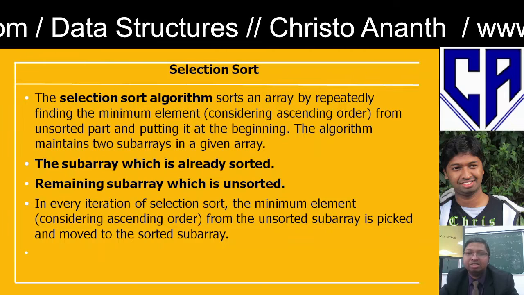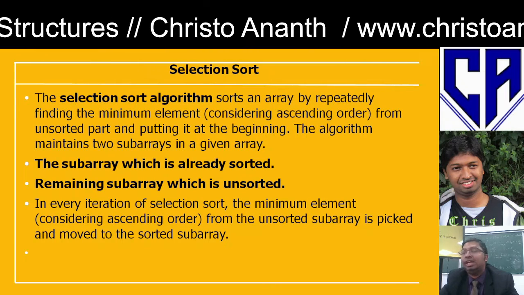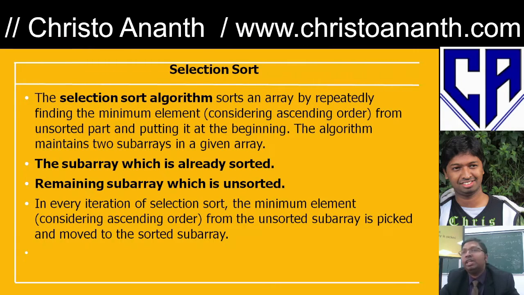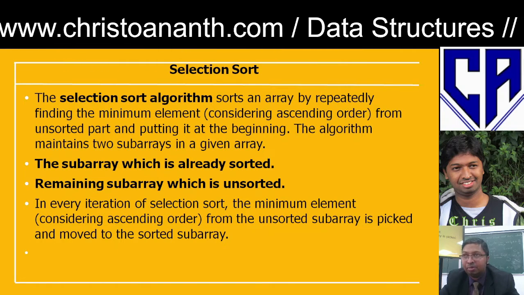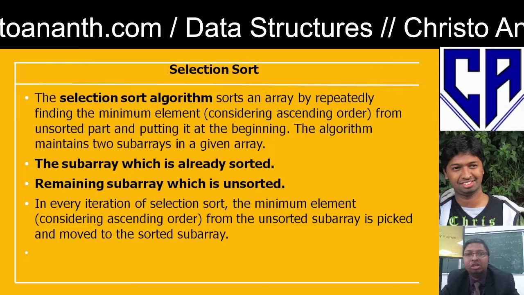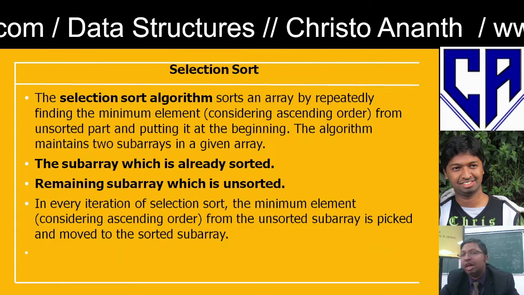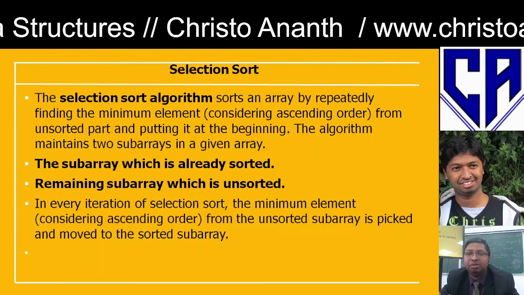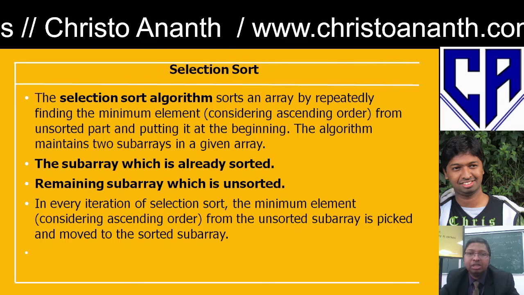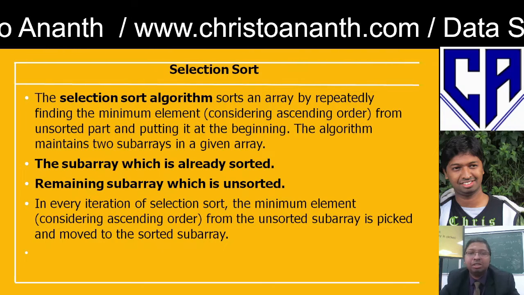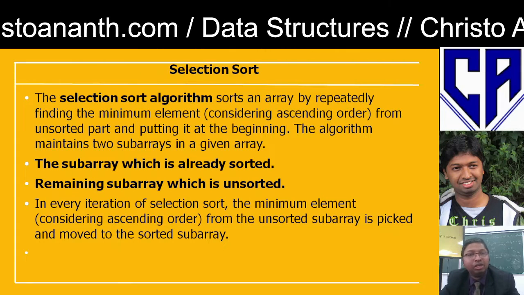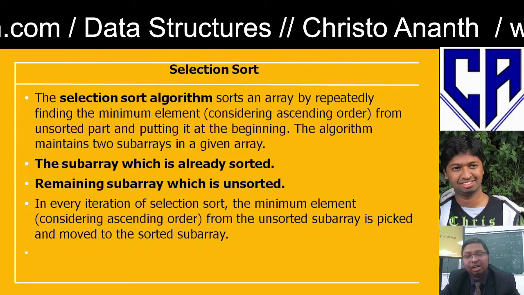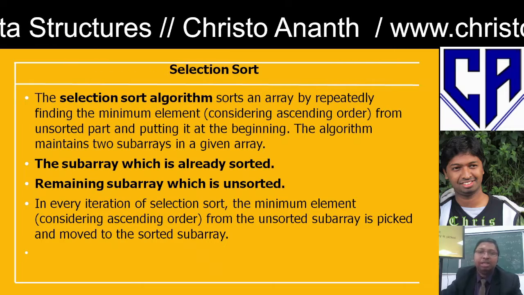So this is selection sort, which is going to sort an array by repeatedly finding the minimum element. From the elements which are not arranged, you find the minimum element and put it in the beginning. So this is selection sort. Here we will have two subarrays. One subarray will be already arranged and another one is not arranged. So the not arranged, you have to arrange them and keep it in the arranged one.